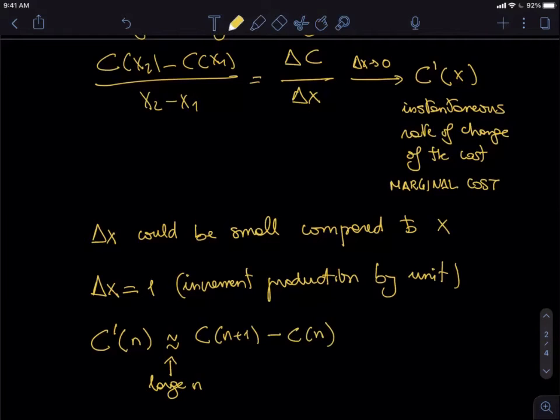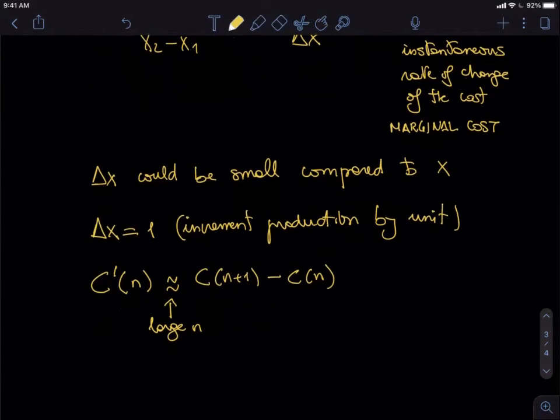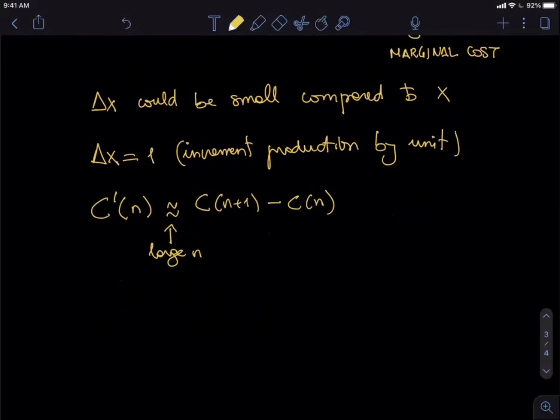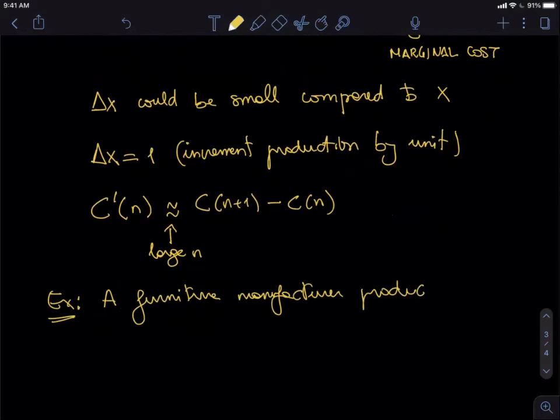All right, so let's do a particular example. Let's say, for instance, that we have a furniture manufacturer that produces, let's say, x tables per day. And the cost is given by C of x.